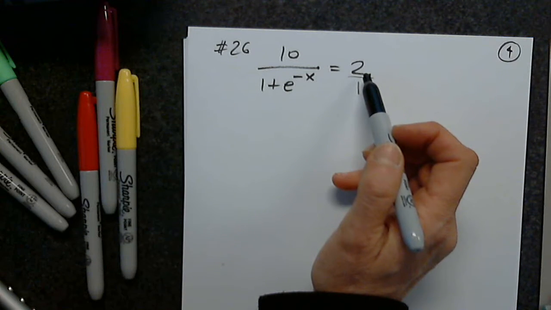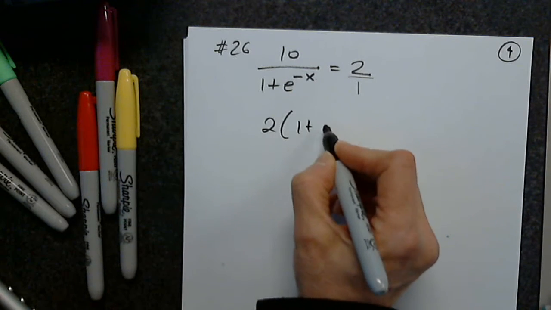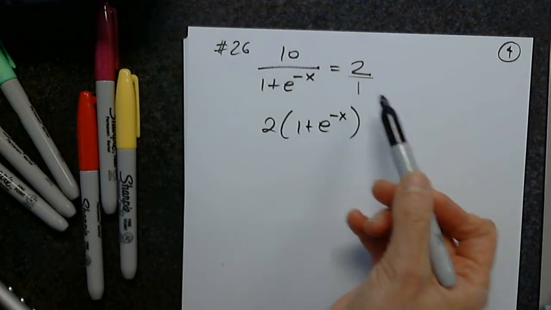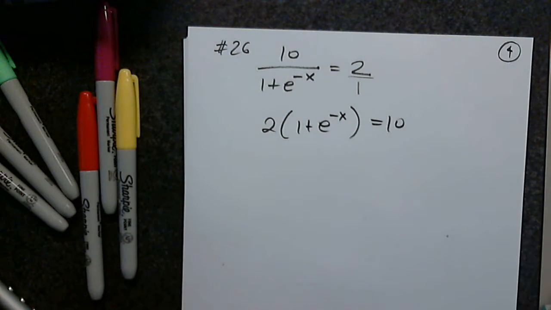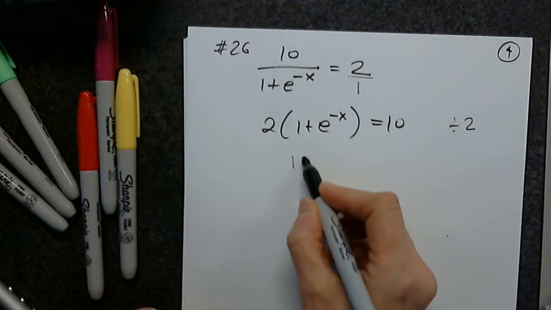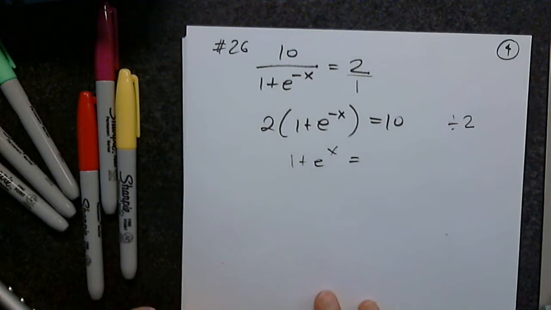2 times (1 plus e to the x), yes, but I would like to see it like this first. It's not a mistake. Equals 10. Good. Here's why. Now you will recognize why I did not distribute yet, because I can do what first? So divide by 2 on both sides. Exactly. Always remember, simplify factors, simplify factors. So yes, I will divide both sides by 2, and I have 1 plus e to the x equals 5.